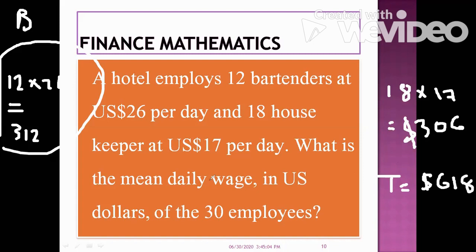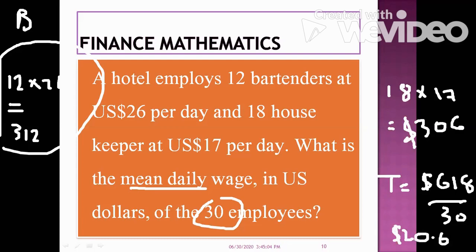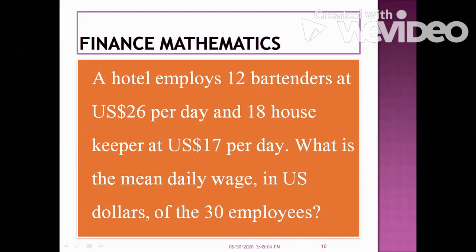Now it says to work out the mean daily average. How many employees do we have? 30. So let's divide that amount by 30 and we will get $20.60. So the average amount of money that the employer has to dish out every day is $20 US, 20 and 60 cents. Alright, let's move on to the other question.